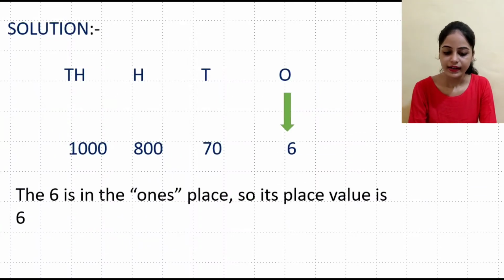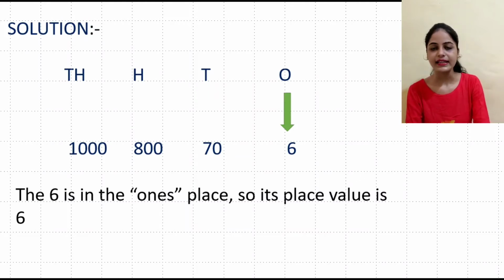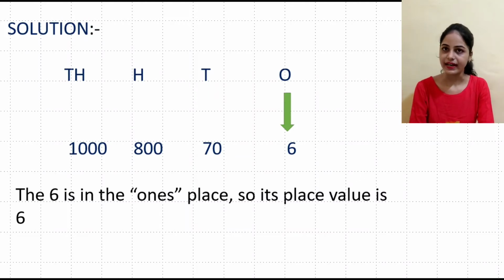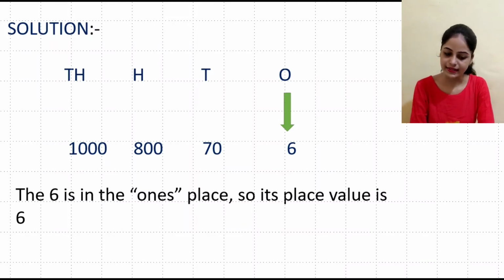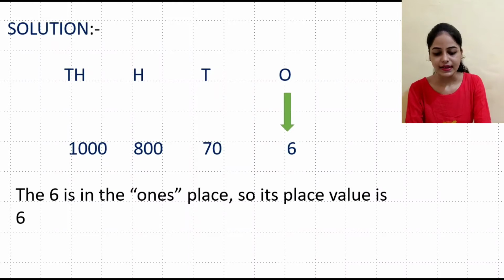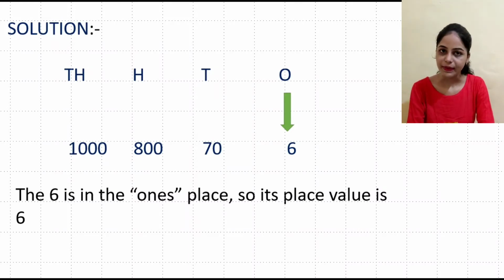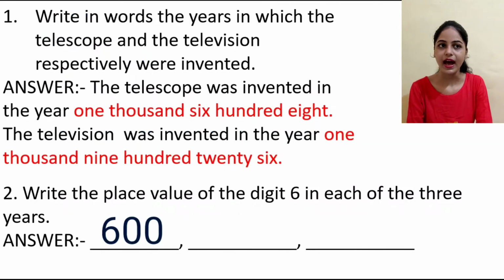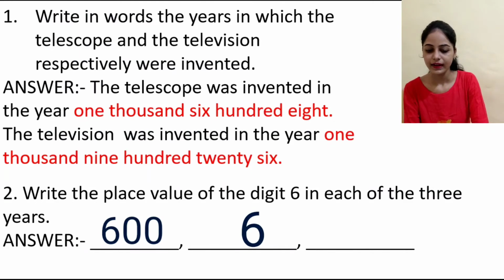Next, in the thousand place we have to write 1000. In the hundred place we have to write 800, and in the tens place we have to write 70, and in the ones place we have to write 6. Here the 6 is in the ones place. So the place value is 6. Similarly, we have to write 6 in the second blank.